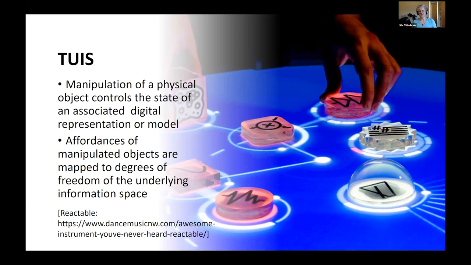So, as we see in most TUIs, the manipulation of a physical object controls the state of an underlying digital representation. That's the classic interpretation of a TUI. And often the affordances of the manipulated objects, as I mentioned, like in the case of a rotary knob, are mapped to parameters of the underlying digital representation.